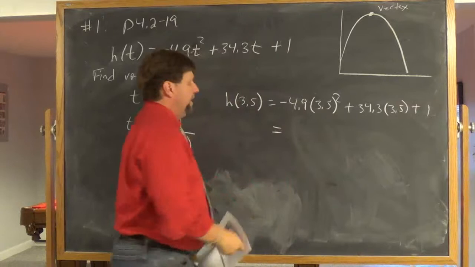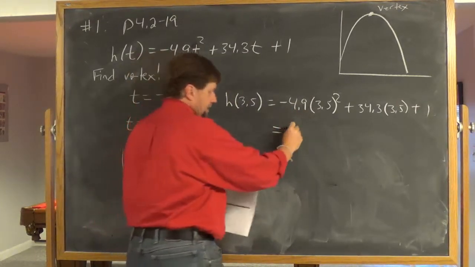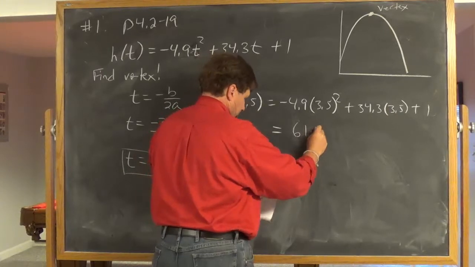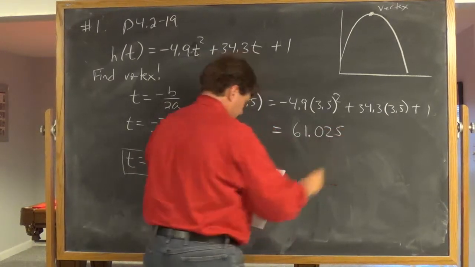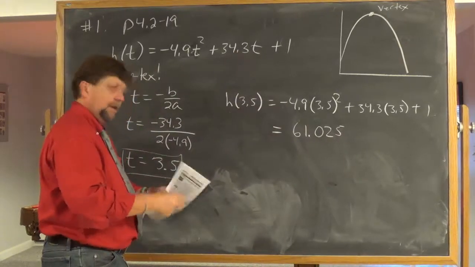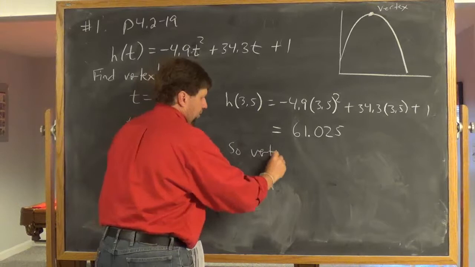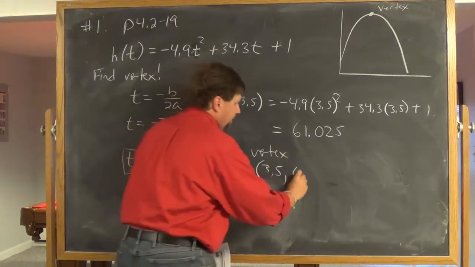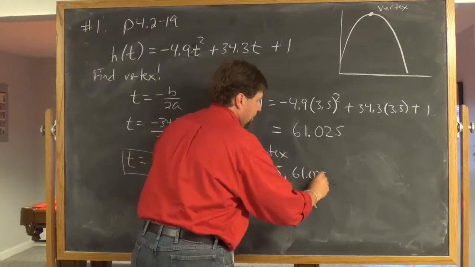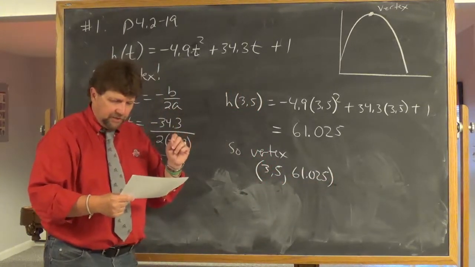And again, if I crank this through my calculator, I end up getting 61.025. So, the vertex is 3.5, 61.025. And the vertex answers both questions here.